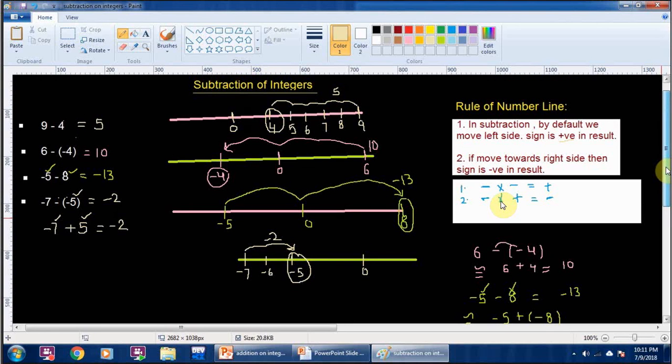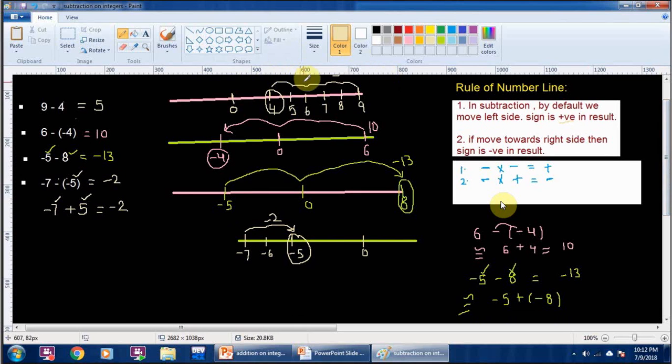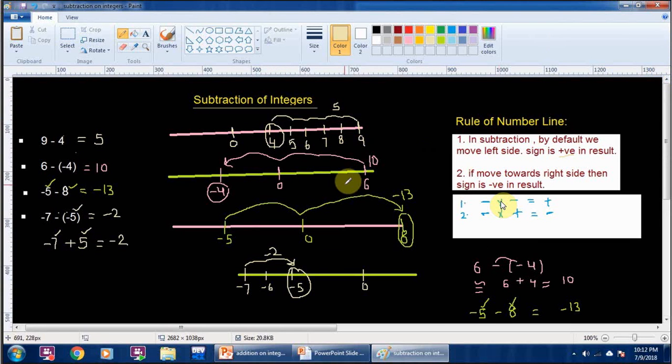So the conclusion would be, in case of subtraction, by default we move toward the left side. The answer would be plus. If we move toward the right side, the answer would be negative. In case of an expression, if two operators, two symbols or two signs are used continuously, first solve them according to this rule. Minus minus is plus.